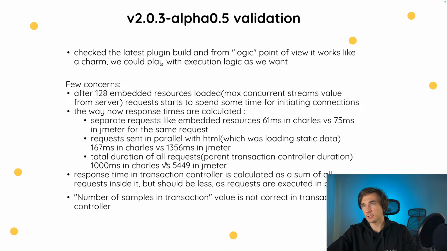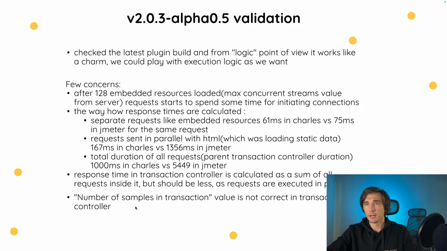And the total duration of all requests, so we have all the requests processed. In Charles it's 1 second, in JMeter it's 5.4. So something is wrong with the response time calculations.